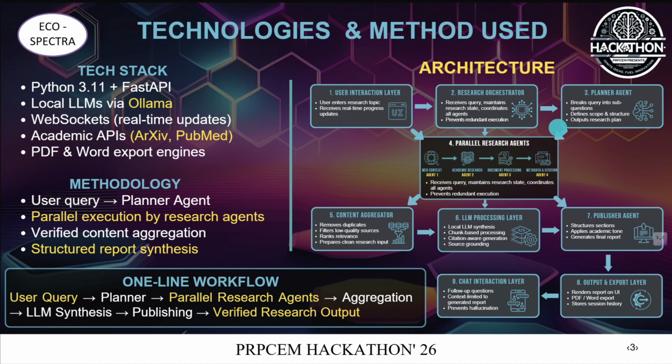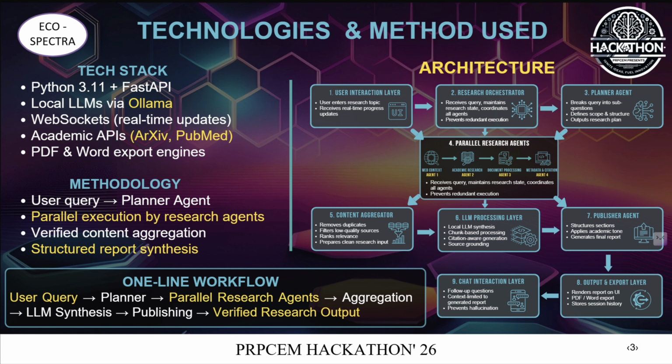Then comes the parallel research agent. Now, this is where the real work happens. Based on the plan, multiple research agents run in parallel. Each agent has a specific role. One handles academic paper retrieval, one processes the document, one focuses on metadata and citation extraction, one handles web or contextual research when required. All of them work at the same time, not one after another.